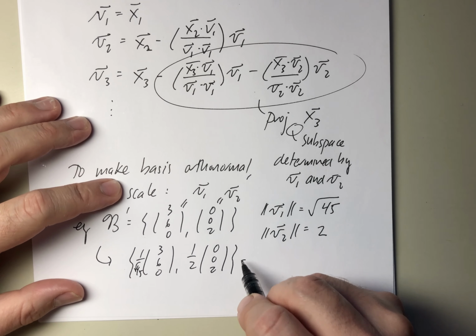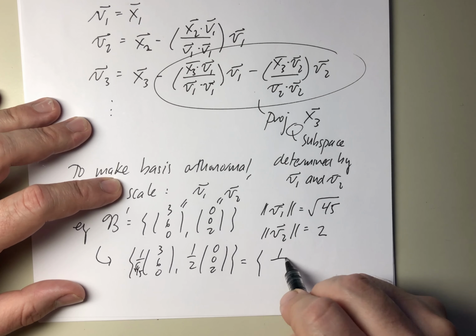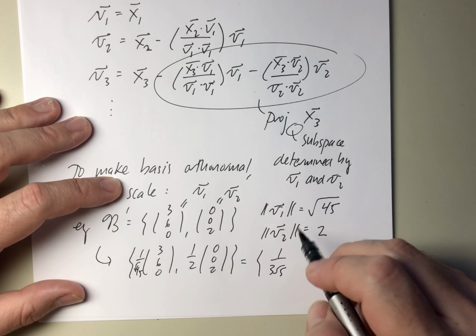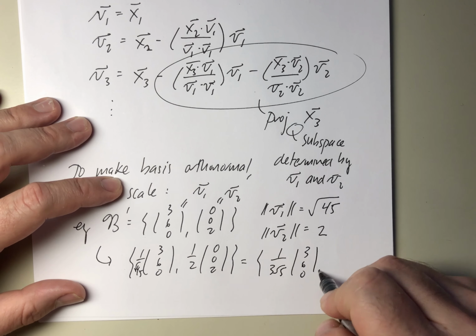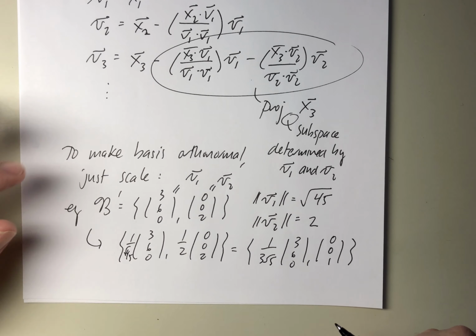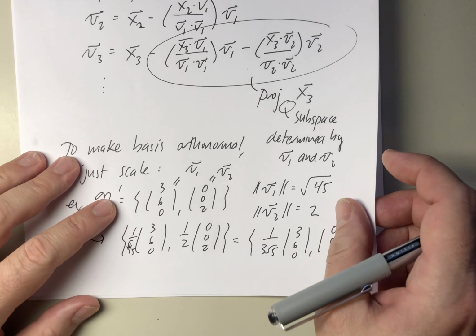Well, of course, I can simplify this. So this is the same as 1 over 3 root 5, (3, 6, 0), (0, 0, 1). Okay, so that's how you get an orthonormal basis. Again, you can always do that at the end by just scaling everything.